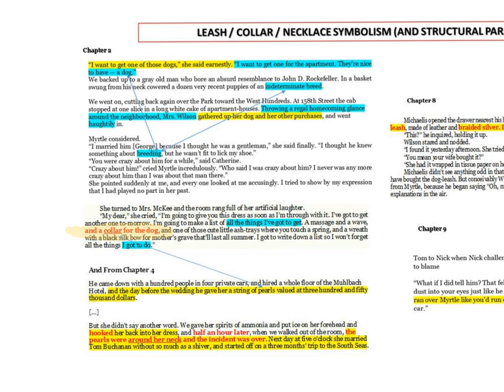So "I want to get one of those dogs," and then we move further down. She's coming out with another list of yet more items or purchases she feels she needs to acquire. Materialism and commodification gone mad. "All the things I've got to get. A massage and a wave and a collar for the dog." And then the list continues. So Fitzgerald sets up this idea in an early chapter of collar and restraint around the dog and Myrtle's acquisition of these through Tom's money.